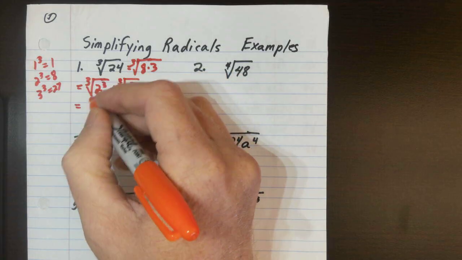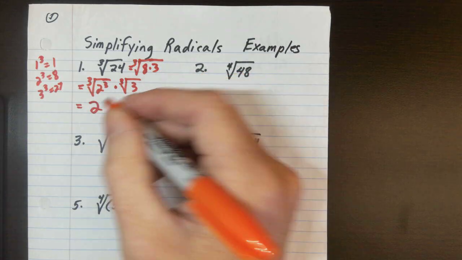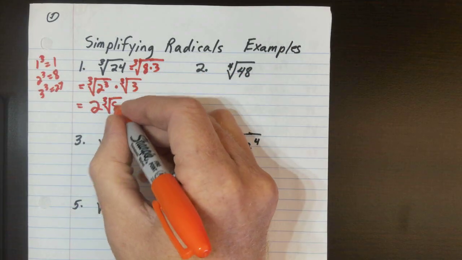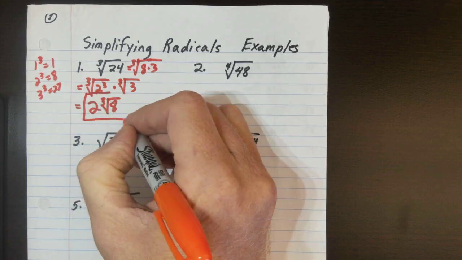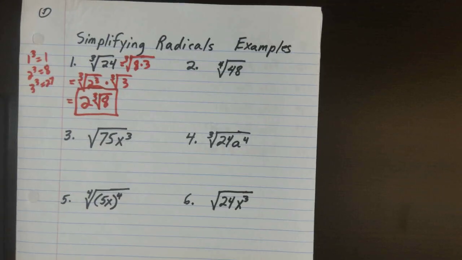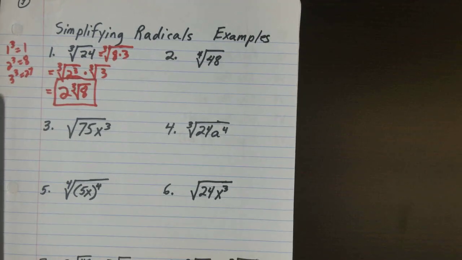And the cube root of 2 to the third power, with those properties we just learned, is 2, and then the cube root of 3. And there's my final answer there for the first example. Now on the second example, the fourth root of 48.